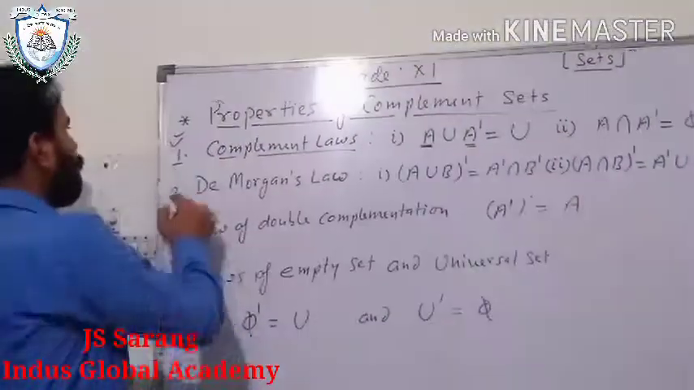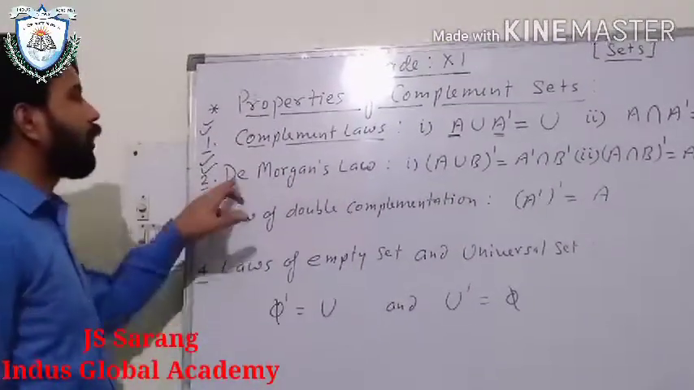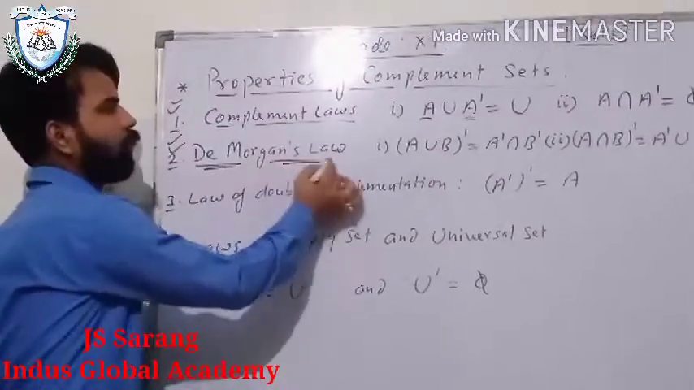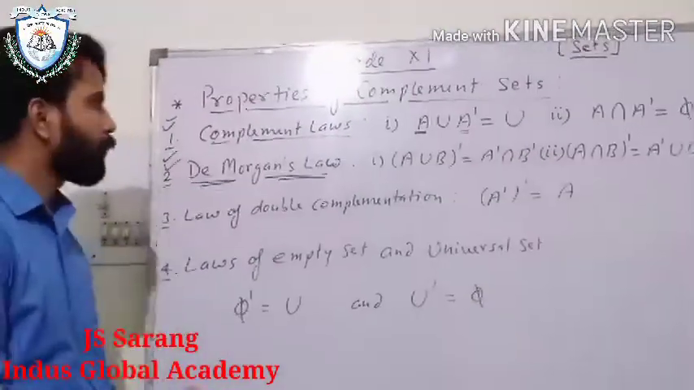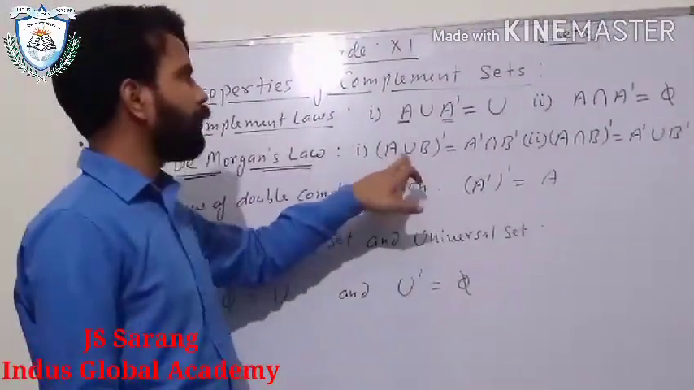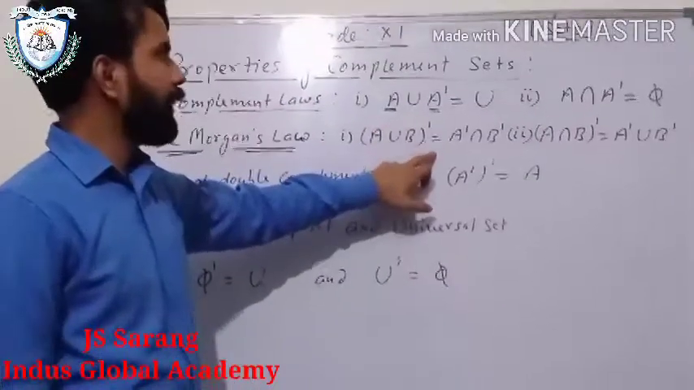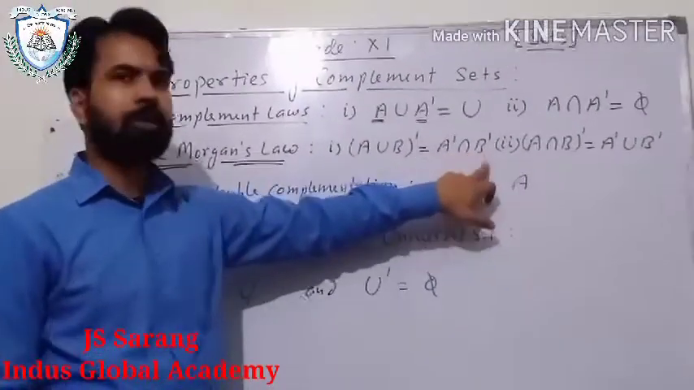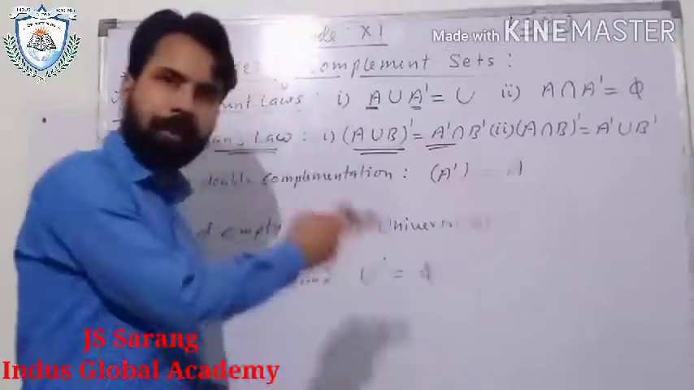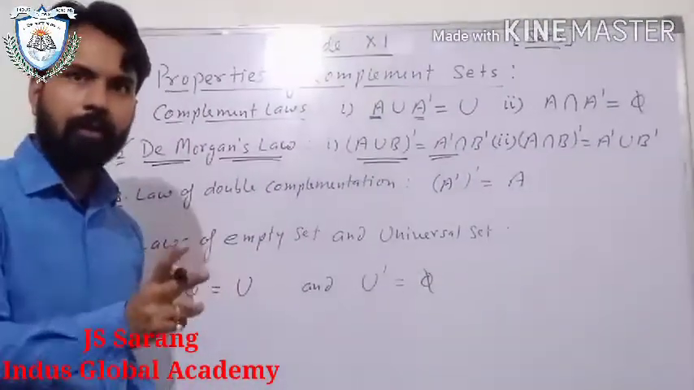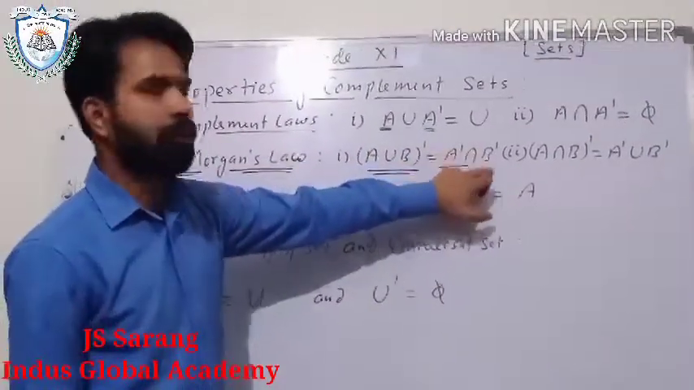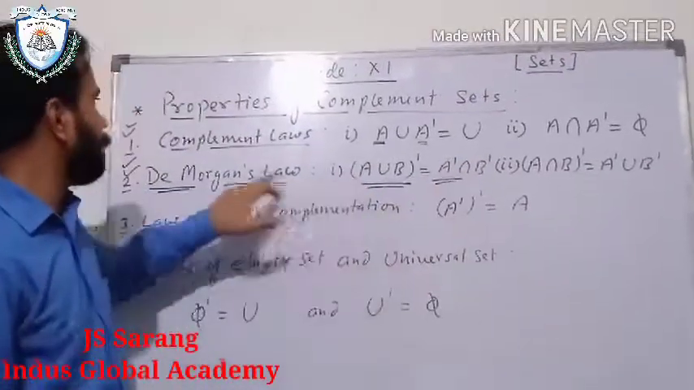The second property is De Morgan's law. Again, there are two laws known as De Morgan's law. The first law is A union B whole complement equals A complement intersection B complement. This law we have already proved in the previous question. Have you remembered? A union B whole complement is equal to A complement intersection B complement. This is the very first De Morgan law.